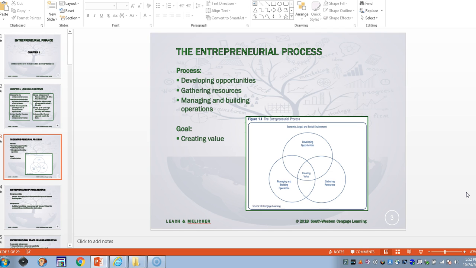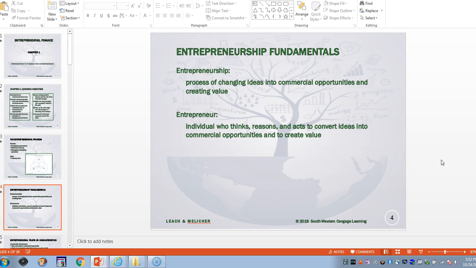All right. So remember the overall goal. Our overall goal is to create value. Okay. We want to create value. And by taking opportunities, the process has 3 items, which you should be aware of, right? Develop opportunities, gather resources, manage and build operations. And where these all join and come together is right here. And I'm going to create value. Okay, everyone should be aware. What's my goal in creating a company? Value.